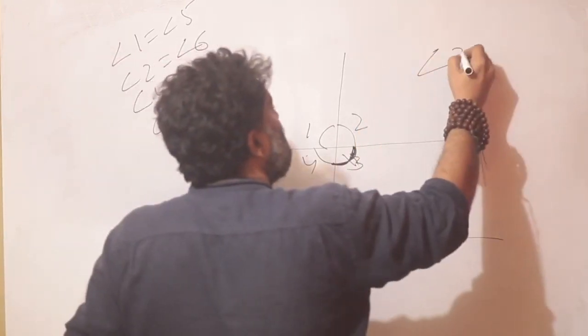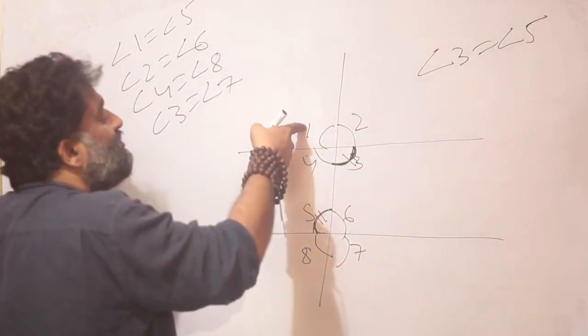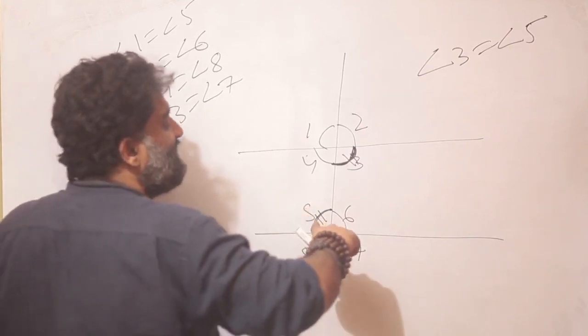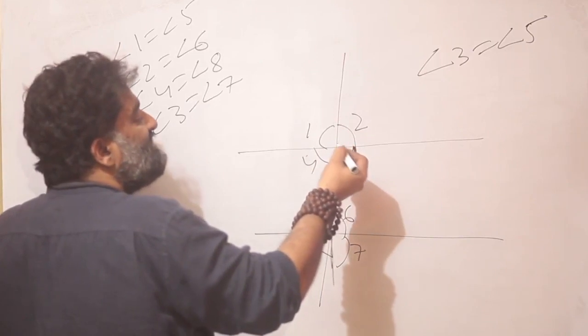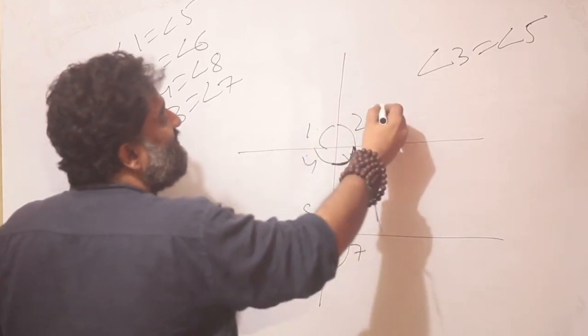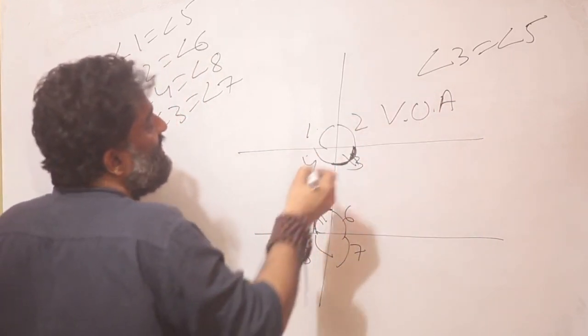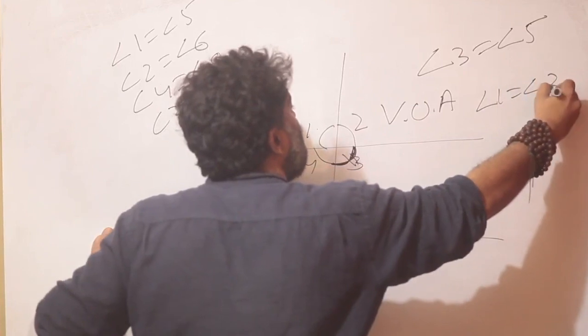So I want to say that angle 3 is equal to angle 5. I know the corresponding angles are equal to each other, but how do I prove that this angle 5 is equal to angle 3? And I can do it very, very easily. Angle 1 and angle 3 are vertically opposite angles, something that we looked at in the last session. That means angle 1 is equal to angle 3.